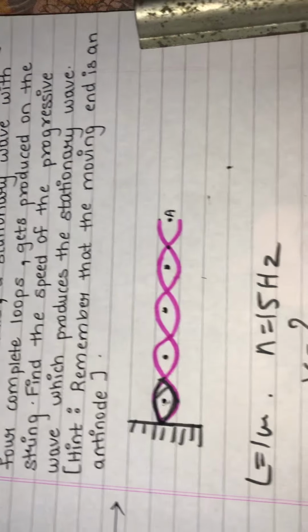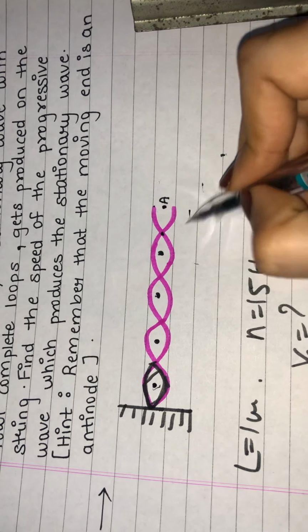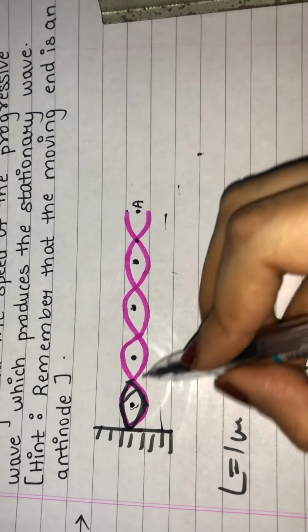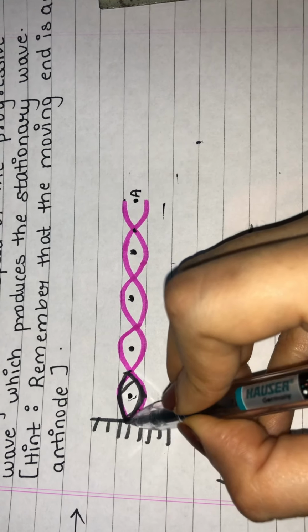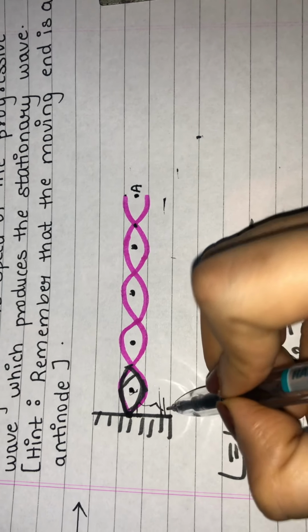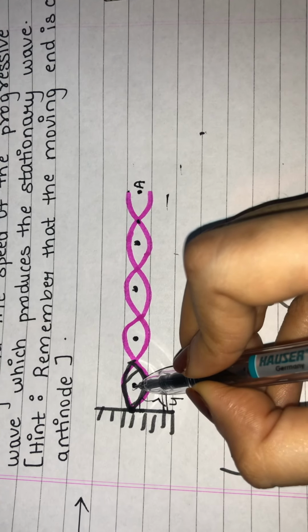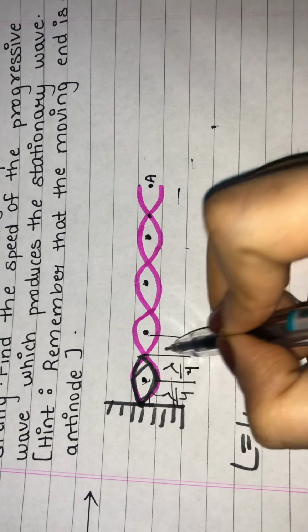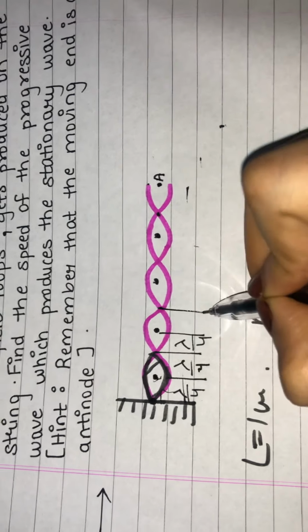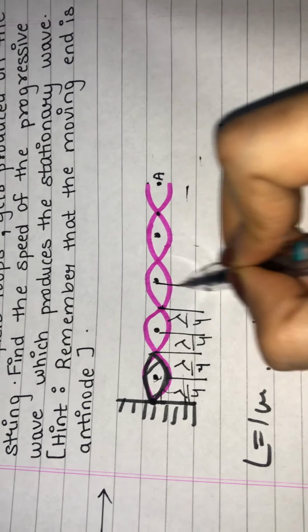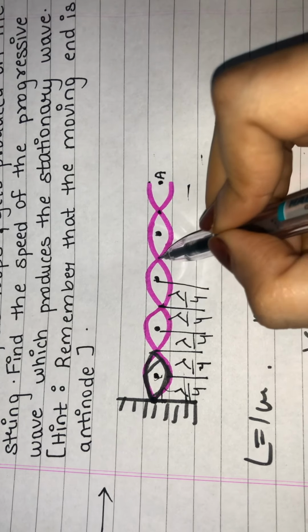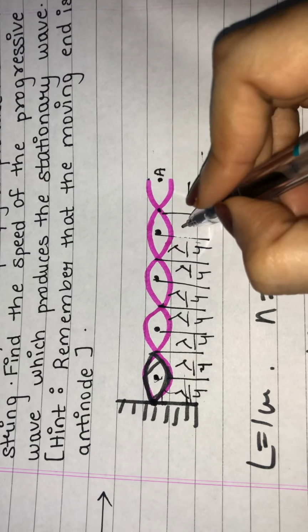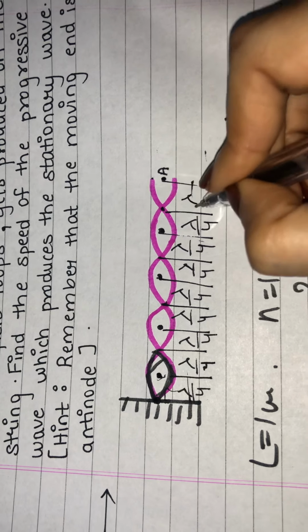Now what will be the distance from here to here? From node to successive antinode, it is lambda by 4. From antinode to successive node, it is lambda by 4. Similarly, from here till here, it is lambda by 4. If you go through the theory, you will understand this. It is lambda by 4, lambda by 4, lambda by 4, and till here it is lambda by 4.